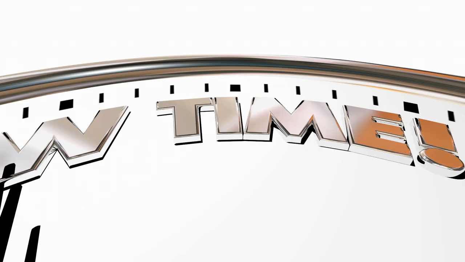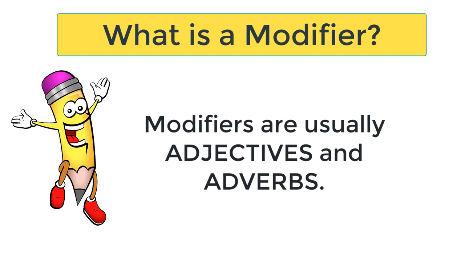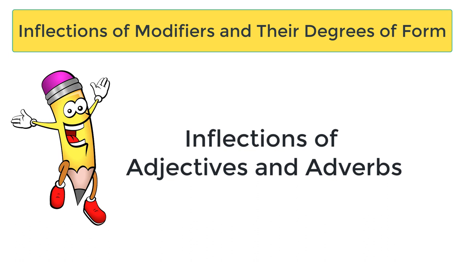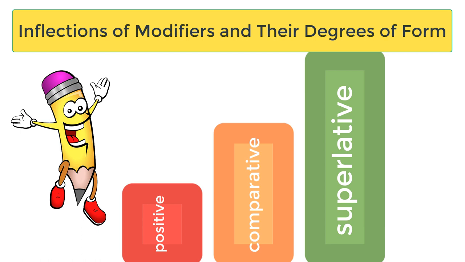Let's begin. Before we go on to the 3 degrees of modifiers, let's do a quick review of what a modifier is. A word or group of words that changes or modifies the meaning of another word is called a modifier, and modifiers are usually adjectives and adverbs. In today's lesson, we will learn about inflection of adjectives and adverbs and their degrees of form. Now, most adjectives and adverbs have 3 degrees or forms: positive, comparative, and superlative.